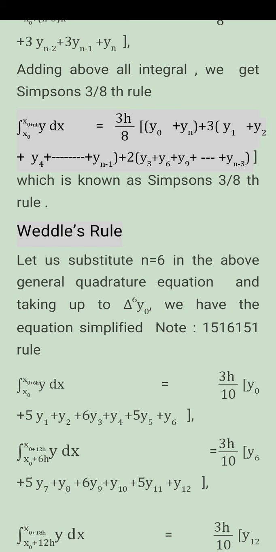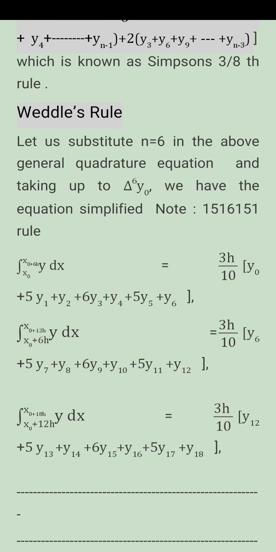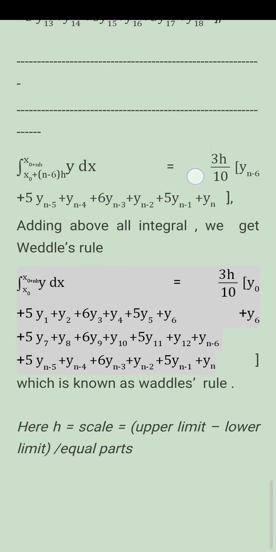Now we go for Weddle's rule. By substituting n is equal to 6 in the above general quadrature equation and taking up to delta power 6 y naught, we get a simplified equation. Note that this can be written as 1 5 1 6 1 5 1, which means y naught plus 5y1 plus y2 plus 6y3 plus y4 plus 5y5 plus y6. In similar fashion, you add all these equations, and then we get Weddle's rule. Weddle's rule can be written like this. And here h is the scale, which is upper limit minus lower limit divided by the number of equal parts.